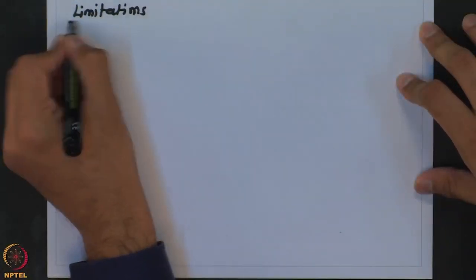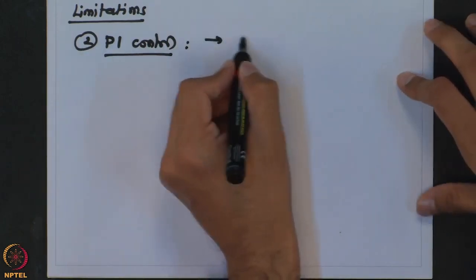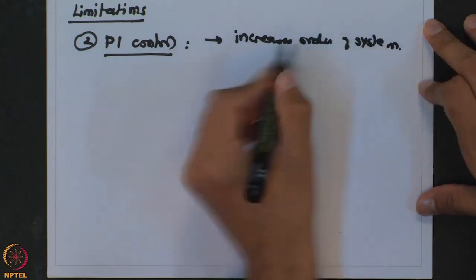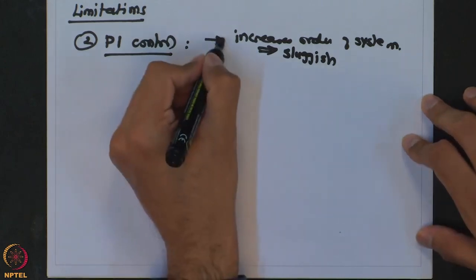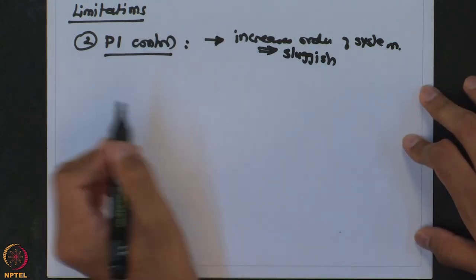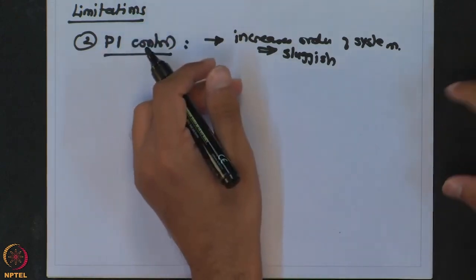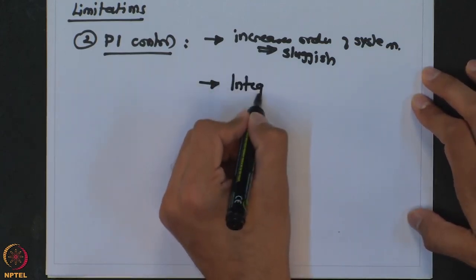Let us now look at the limitations of PI control. One limitation is that it increases the order of the system, so it makes the system sluggish. Though this is not a very big disadvantage, because partly it is covered since we have also added some numerator dynamics, so effectively the system response can still be sped up. The major limitation of a PI control is what is known as integral wind up.